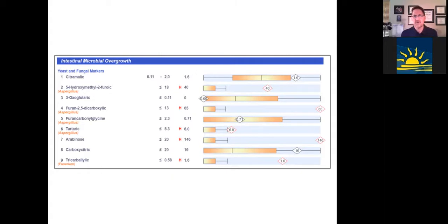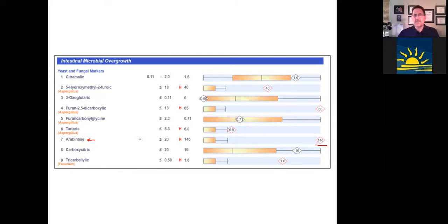you've got 9 markers under the yeast and fungal section. 4 of them are linked to Aspergillus mold. 1 of them is linked to something called Fusarium mold. And then we've got markers that are linked to Candida, the most specific being the Arabinose. And so Arabinose, let me grab a pen. You see here in this individual, we've got an elevated level of Arabinose. Arabinose is actually linked to invasive Candida.